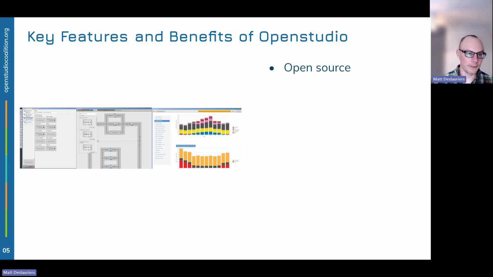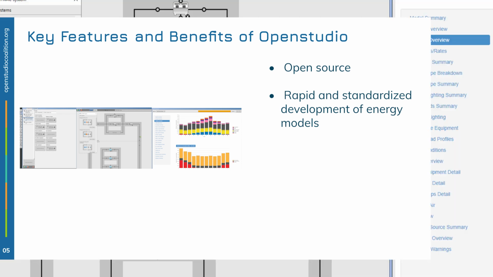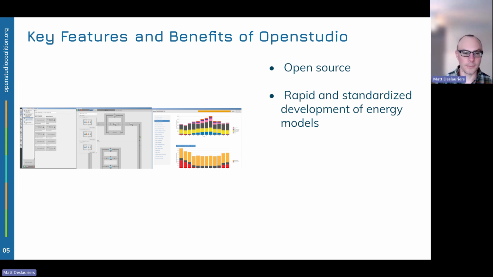For me, the biggest thing maybe is rapid and standardized development of energy models. There are a lot of measures out there, which are just little bits of code that allow you to manipulate the model in different ways, in a systematic and rapid way that really helps you level up your energy modeling. For example, there's a measure that develops an Appendix G model per 90.1 pretty much automatically with a couple of inputs, which saves a ton of time.